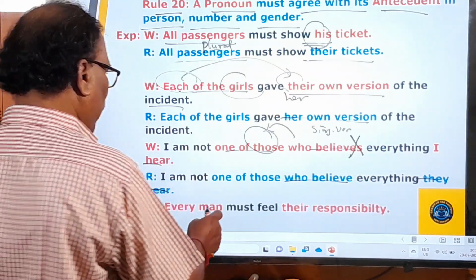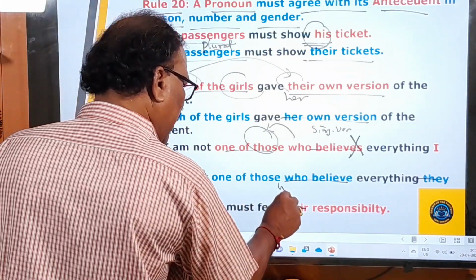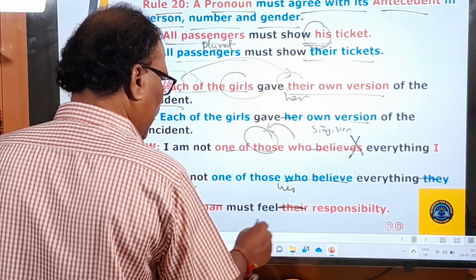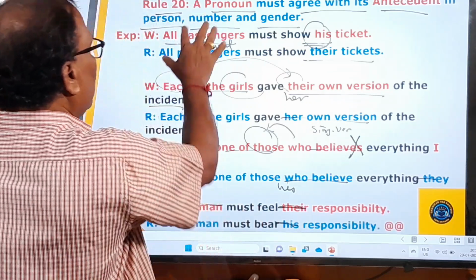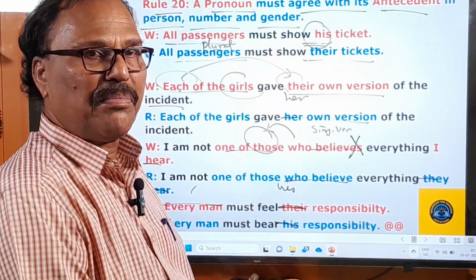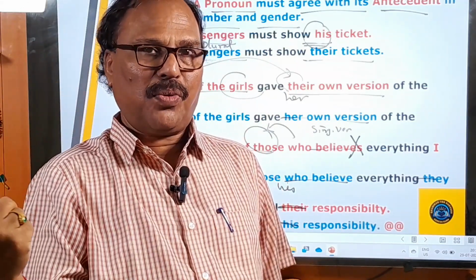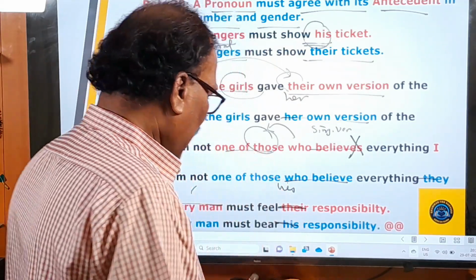And one more: every man must feel their responsibility. Every man is singular. That's why it should be "his." Every man must feel his responsibility. So in this way, this pronoun must agree with its antecedent. Antecedent means that which it refers to, that which it relates to. So that is the antecedent.